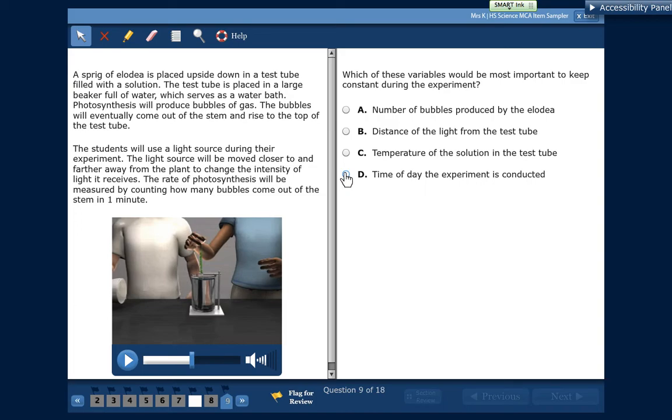D, time of day the experiment is conducted. Remember when they said the experiment, they will be doing it in a room without any other lights? So it'll be no windows or anything. So time of day would not impact this experiment in any way. So the answer would be C. That would be most important to keep constant. So they would probably keep the temperature of the water in the experiment relatively constant through the experiment.